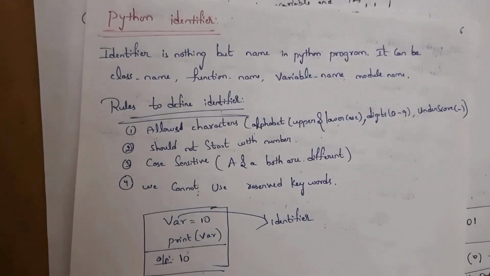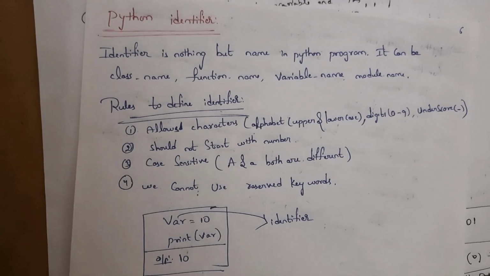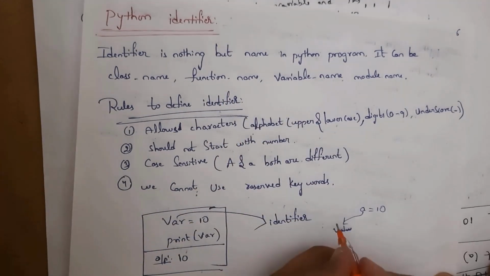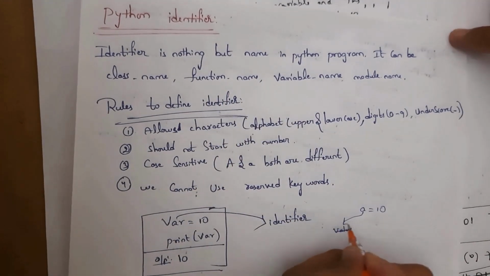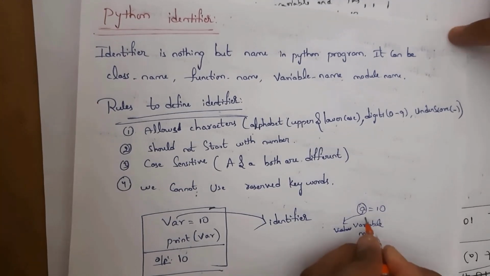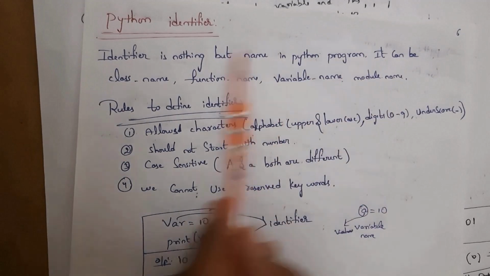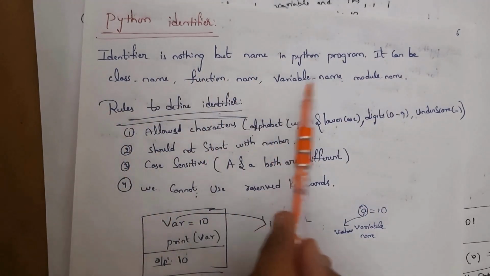Next I will explain Python identifier. A name given by the user is known as an identifier. This name can be a class name, function name, variable name, or module name. For example, here I gave a equal to 10. Here a is the variable name, so we call this a an identifier. Identifier is nothing but a name in a Python program. It can be a class name, function name, variable name, or module name.